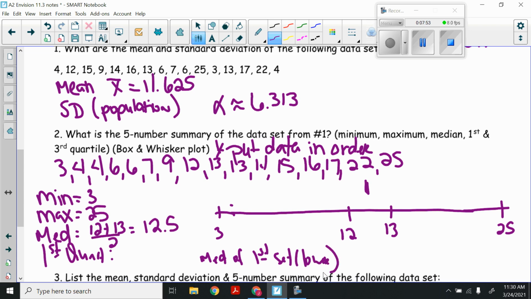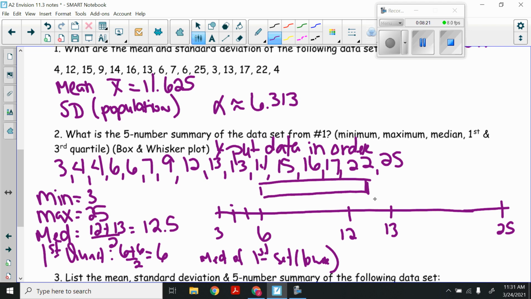So from 1 to that 12, so I have 1, 2, 3, 4, 5, 6, 7, 8 numbers. So count 4 in, so 1, 2, 3, 4, and then 4 the other way, I get 6 plus 6, cut in half, is still going to give me 6. So my first quartile is 6, so 3, 4, 5, 6. Okay? So that's where my first box ends.